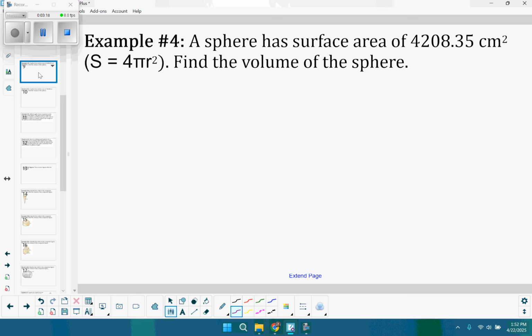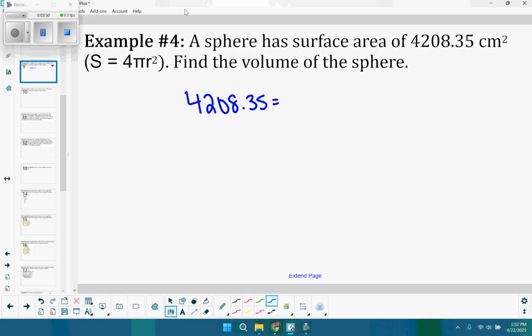In example 4, a sphere has a surface area of 4,208.35 square centimeters. And they're telling me the formula for surface area is 4 pi r squared. What we really want is the volume of the sphere. What I don't know is the radius, because that's what gets plugged in to find the volume. So I'm going to work backwards from the surface area to find the radius, and then use the radius to find the volume.